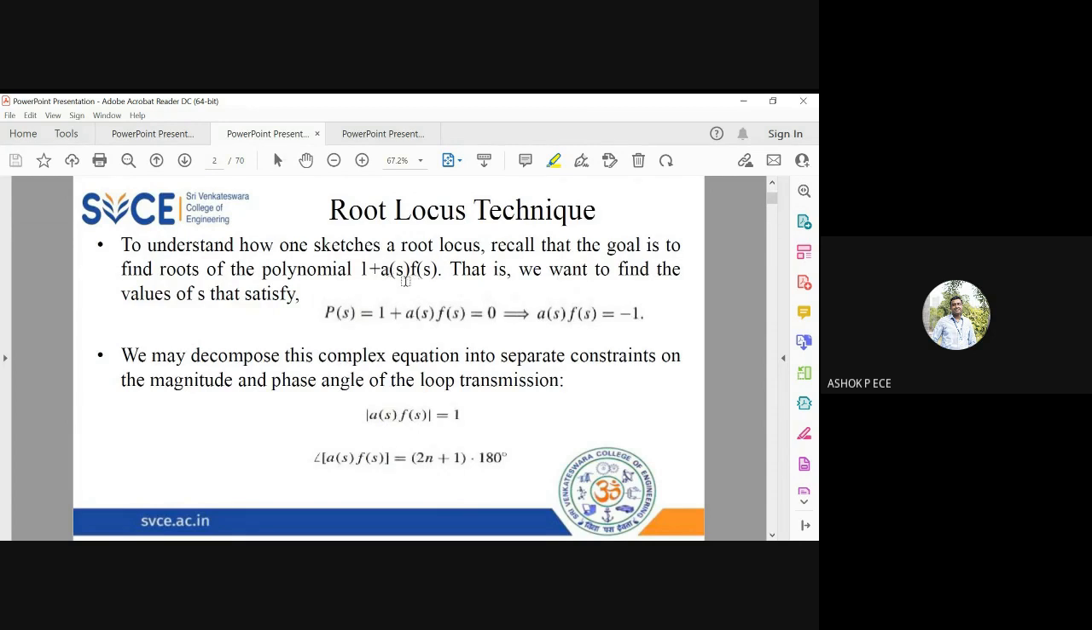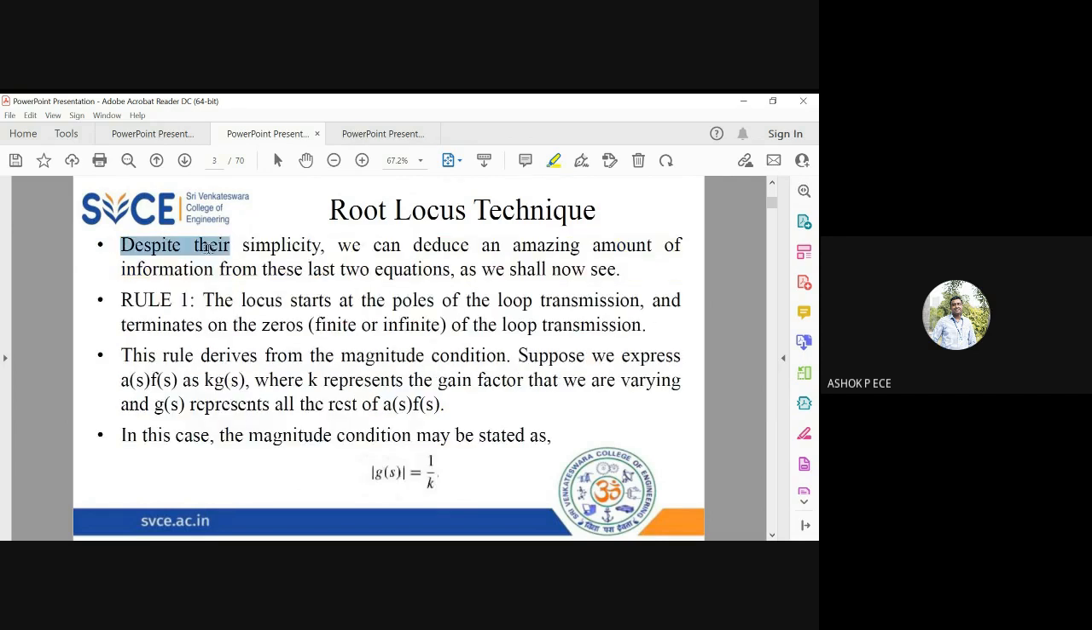To understand how a root locus works, we'll take the transfer function denominator. It is going to be of the form 1 plus A(s)F(s). I'm going to equate that to 0 to find the poles. So P(s) equals 1 plus A(s)F(s) equals 0. If we equate, we get A(s)F(s) equal to -1. I'm going to write this in magnitude angle format. The magnitude of A(s)F(s) will be 1, and the angle of A(s)F(s) will be odd multiples of 180, because -1 can be any angle which is an odd multiple of 180. So I write (2n+1) times 180 degrees.